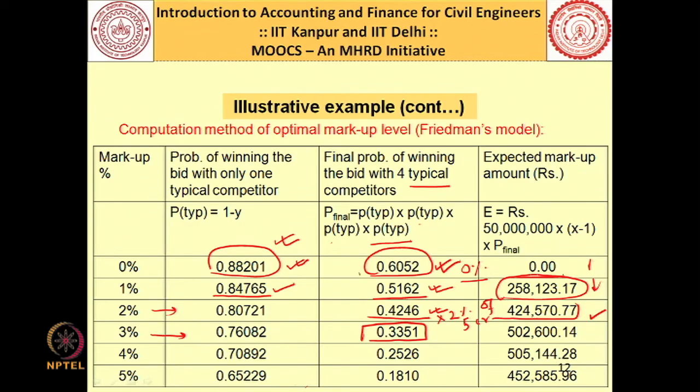So, you can see the probability is going on reducing because I am increasing the markup percentage, but my expected value is increasing in the beginning. How am I getting this value of 502 lakhs? This is 0.3351 multiplied by 3% of 5 crores. I am getting 502. Likewise, at 4%, the probability has further come down to 0.2526. When you multiply this with 4% of 5 crore, we are getting 505. So, you find that initially the values are increasing and then they come down.